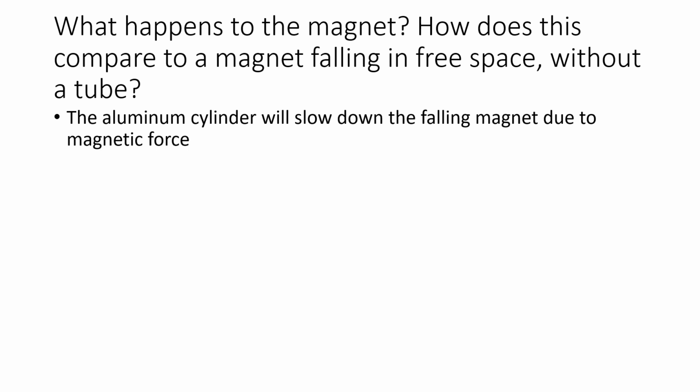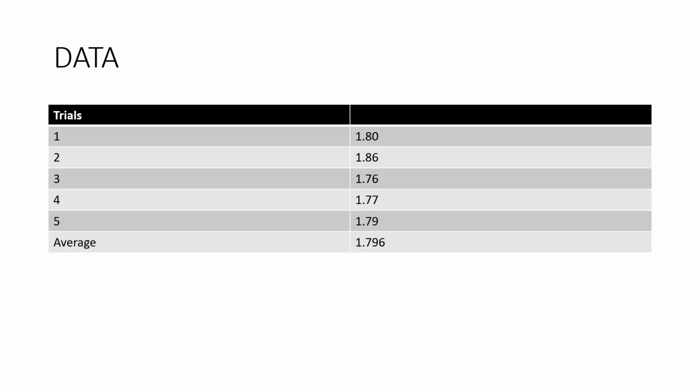So what would happen to a magnet, and how does this compare to a magnet falling in free space without a tube? The aluminum cylinder should slow down the falling magnet due to the magnetic force. Here's our data. As you can see in our experiment, the magnet had an average falling time of around 1.796 seconds.